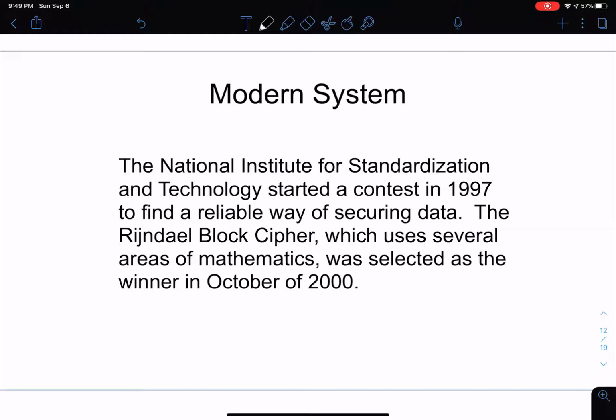Something called the Rijndael block cipher came about. It uses multiple areas of mathematics, not just primes and modular arithmetic. That was selected as the winner in October of 2000. And these kinds of processes are not always quick, so it took 3 years for it to be brought about, presented, vetted, and then implemented.